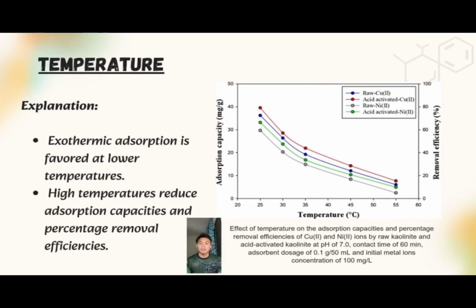Next, temperature impacts adsorption efficiency. For exothermic processes, lower temperature enhances adsorption, while higher temperature reduces both capacity and removal efficiency. A study with kaolinite showed decreasing adsorption of Co2+ and nickel 2+ as temperature increases under consistent conditions.